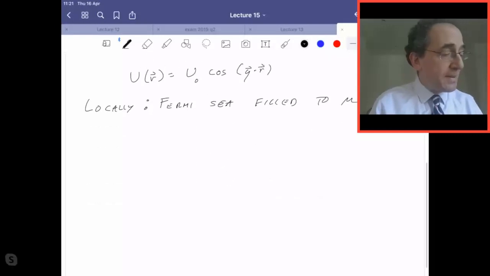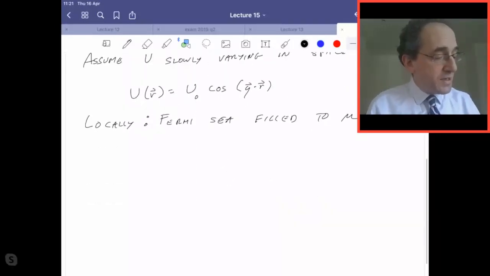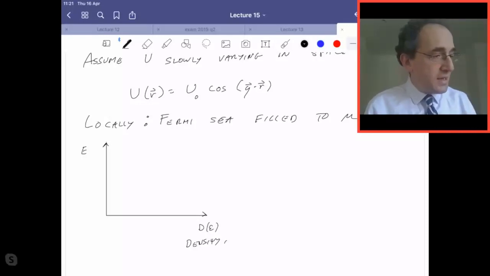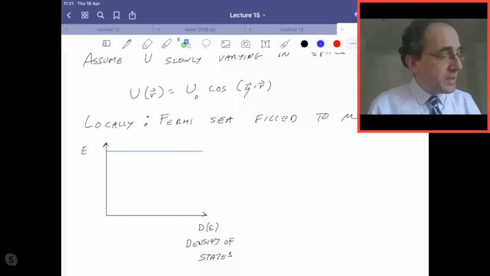So we can draw a picture of that. We'll have energy on this axis, and maybe density of states, g of epsilon, on this axis, and we are going to fill this Fermi sea up to some energy, which is the chemical potential here.